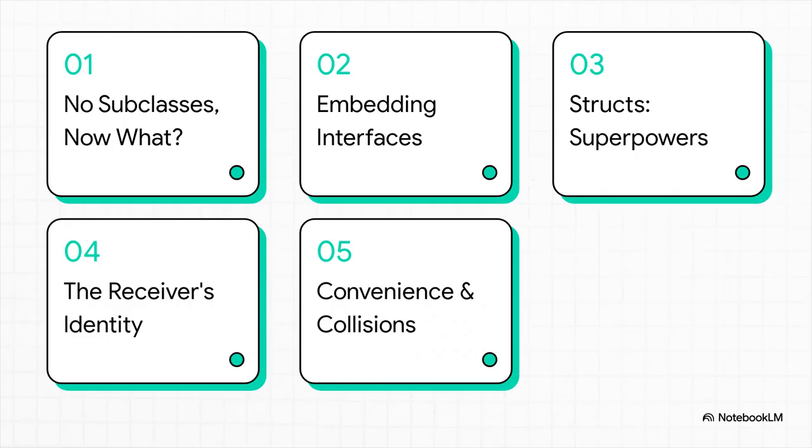All right, here's what we're going to cover. First, we'll talk about the problem Go is trying to solve. Then we'll see how embedding works its magic on both interfaces and structs. After that, we'll hit a super important point about how this is not what you might be used to. And finally, we'll wrap up with some everyday uses and the rules you need to know.